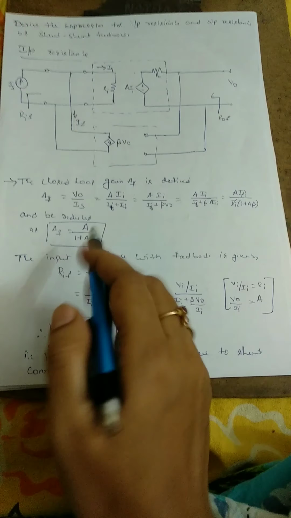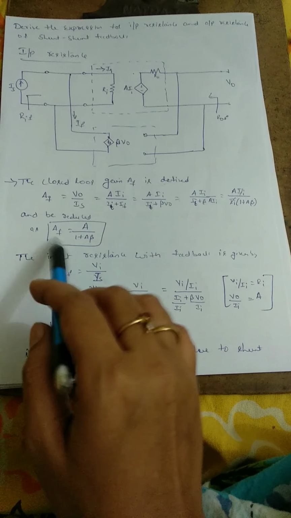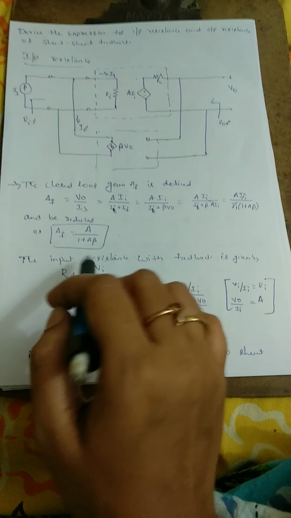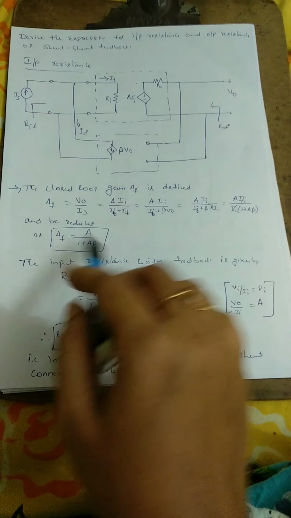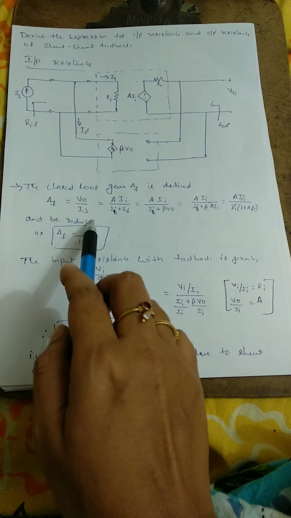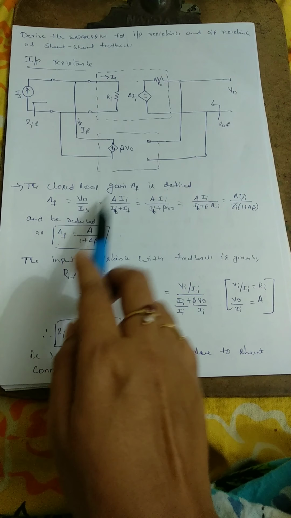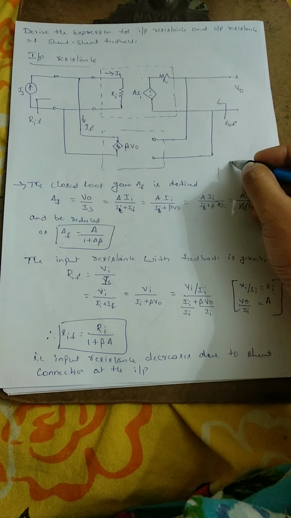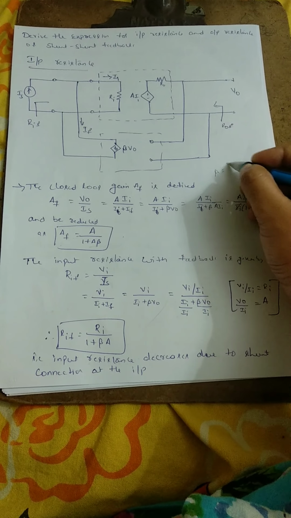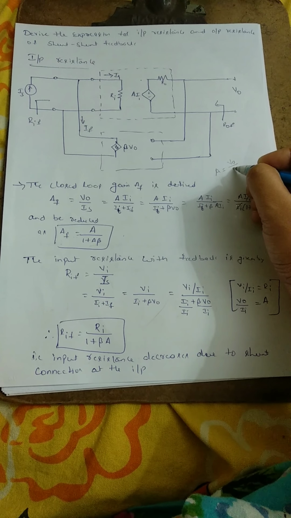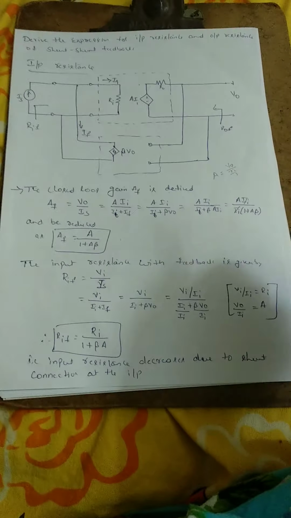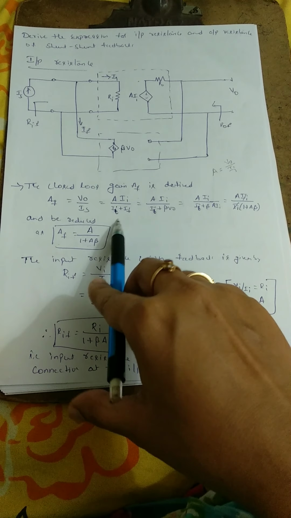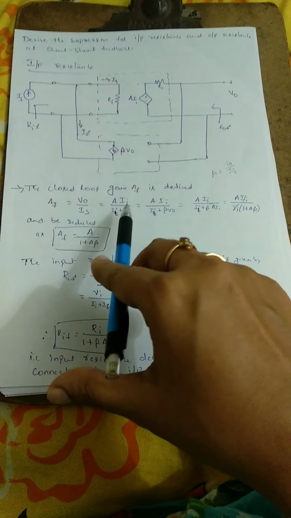I just wanted to show how AF is equal to A divided by 1 plus A beta for this circuit. This derivation is not important, only this result is important. AF is equal to V0 divided by Is. What is A? Gain, output by input. In this case, the transresistance amplifier, voltage is the output, current is Ii. So V0 is A into Ii. What is Is? Is is Ii plus IF. That will not change at the input side.